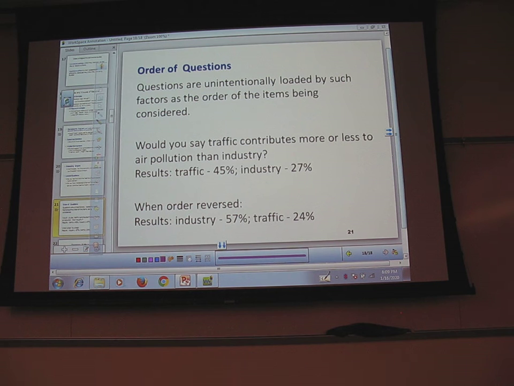And there's really no way. I mean, you've got to list one first and one last, right? You've got to phrase it somehow. So the only way you can maybe try to mitigate for this, and what people usually do, is they do half one way and half the other way, and then they kind of average the results.